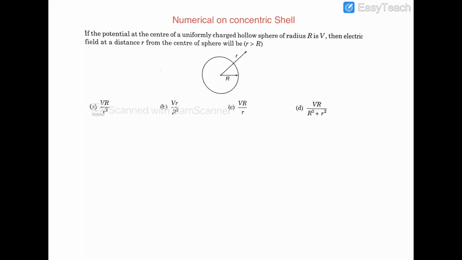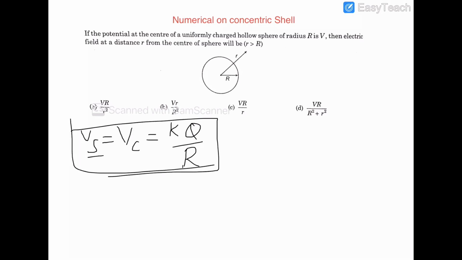See, we know in case of a hollow concentric shell, the potential at center is equal to the potential at surface, because inside the spherical shell the potential remains constant and the value is equal to the potential on the surface. So this potential is equal to KQ divided by, we are calculating potential at surface and the distance is of course equal to the radius capital R.